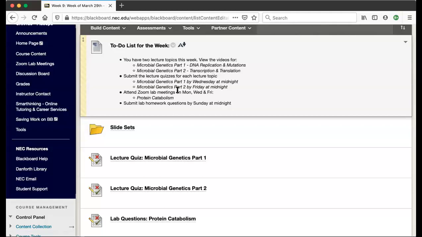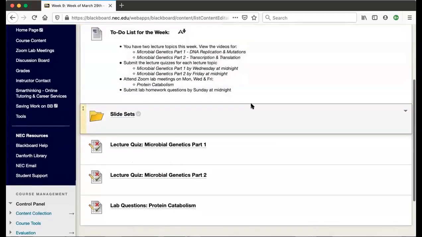So there'll be a lecture quiz associated with each one of those lectures. And again, in lab, we'll be talking about protein catabolism. And don't forget, as usual, you have lab homework this week that's due by Sunday at midnight.